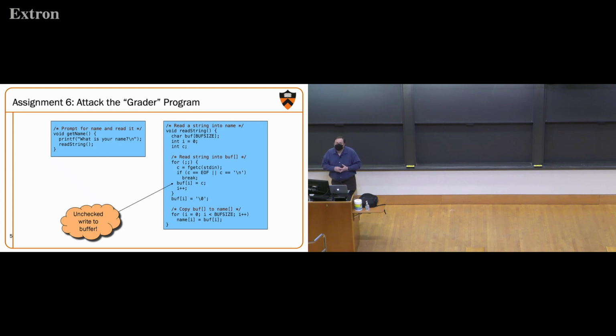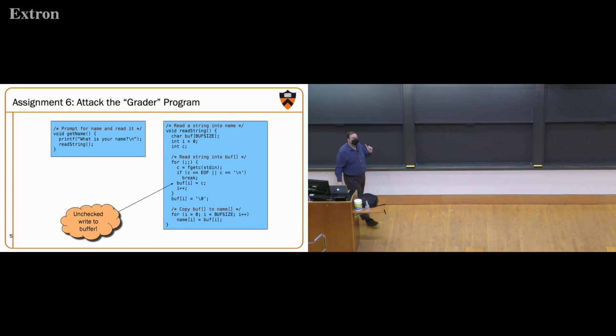So now let's look at exactly how we would go about doing this. Let's try to study what's going on here. We have a couple of different things going on. We have this local buffer called buff in the stack frame of readString, and that is the buffer to which we have an unchecked write. So as this program is reading information from standard input, it is writing it to that buffer. It's not checking whether it might be overflowing that buffer.